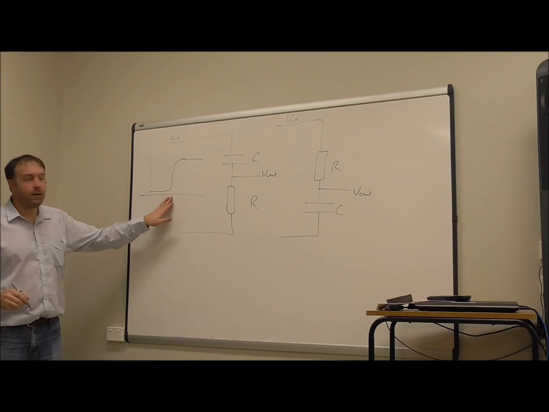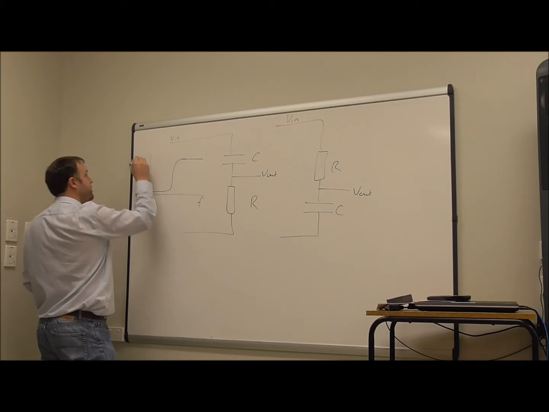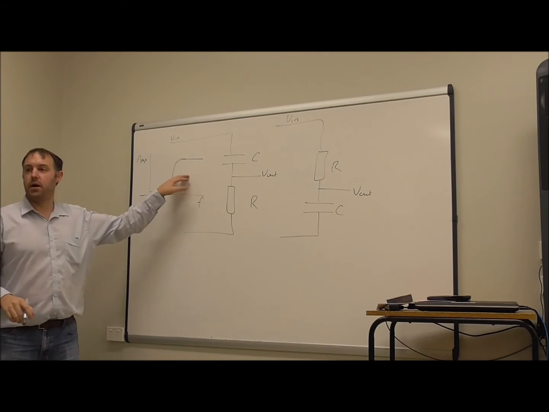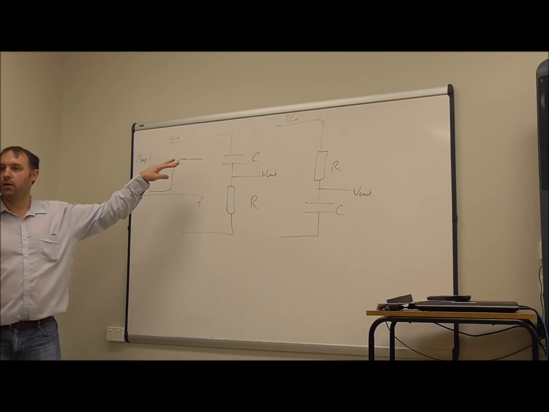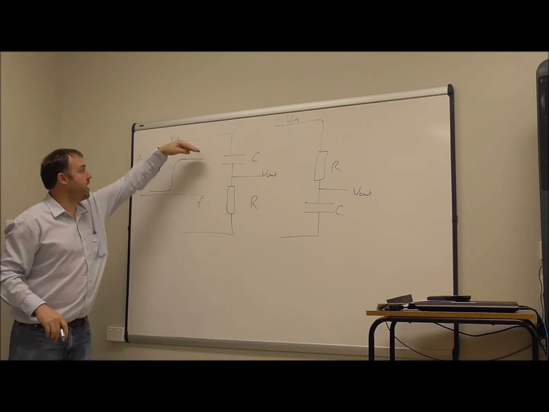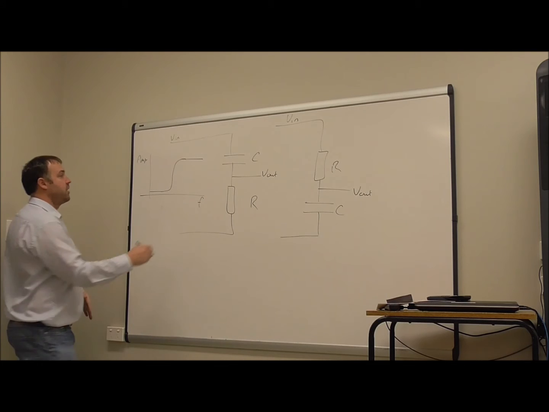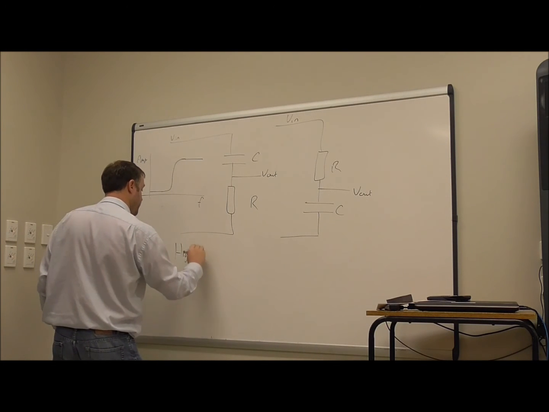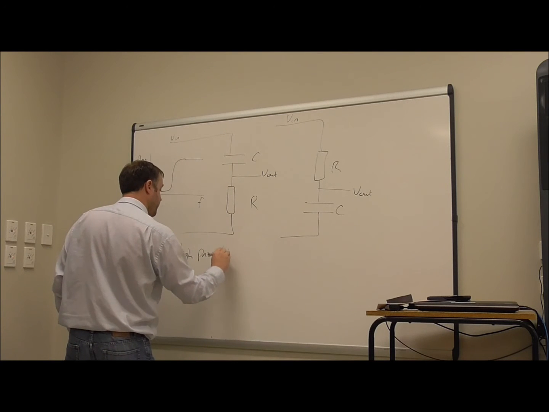Now remember the diagrams we had before. This is frequency, and this is amplitude. What do we call this type of filter response? High pass, wasn't it? The high frequencies have a high response. So this one here is a high pass filter.